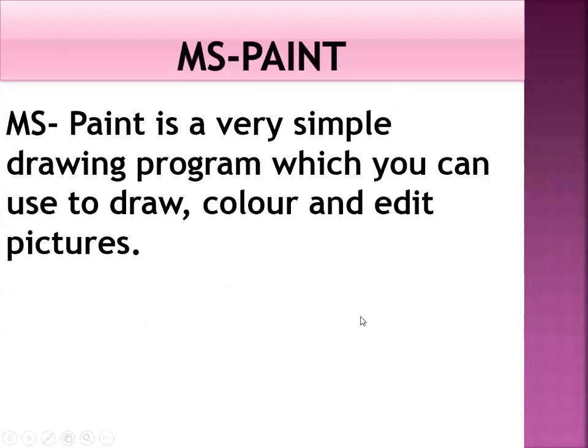First, I will tell you what MS Paint is. MS Paint is a very simple drawing program which you can use to draw, color and edit pictures. So MS Paint is software and we use this software to draw pictures. You can also draw pictures, color and edit with the help of MS Paint.